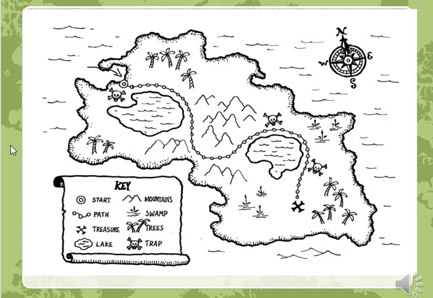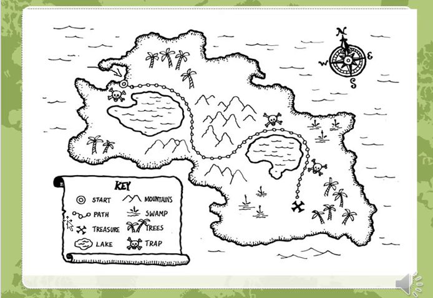Here is a pirate map, okay, and they've included a key on their map, and here you can see on the key is two little circles, and they've said that that means the start. Can you spot the start on the map? There it is, it's over here. Well done if you spotted it.